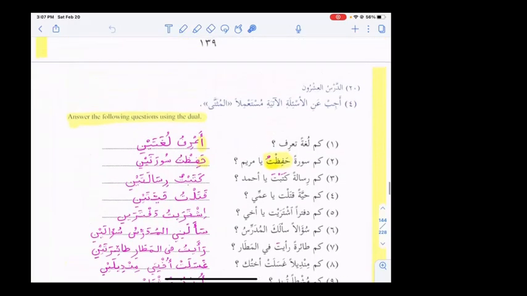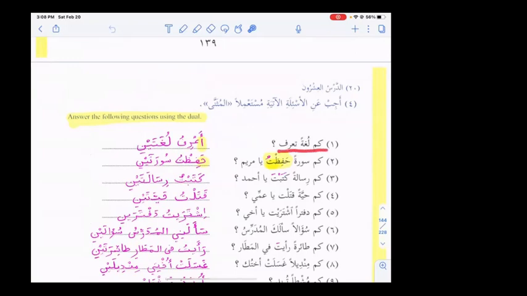So here is another exercise. I have written everything. You will just follow it. Answer the following questions using dual. Only dual, inshallah. Kam lugatan tarifu? How many languages do you know? The answer has to be in dual.